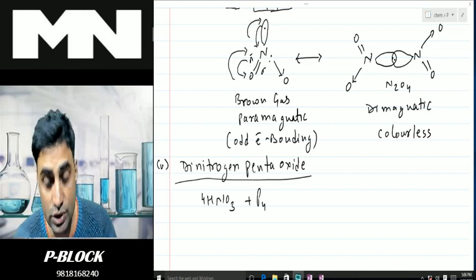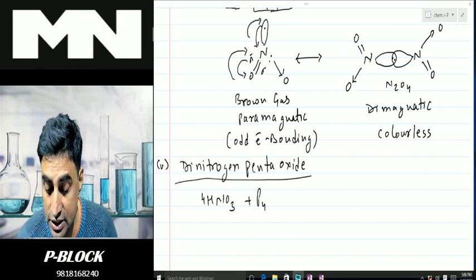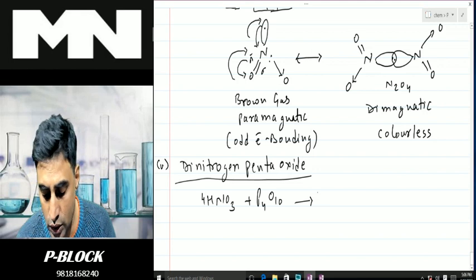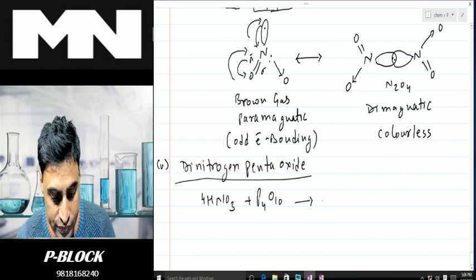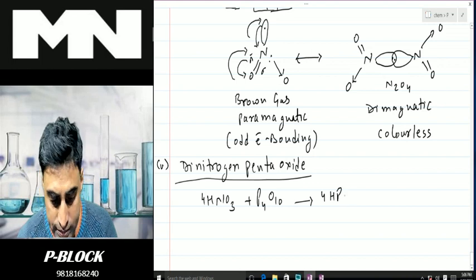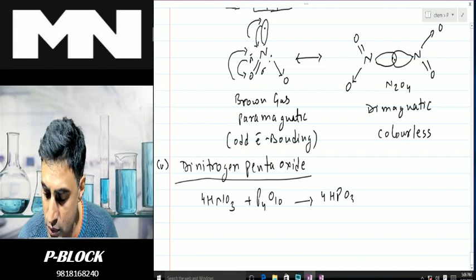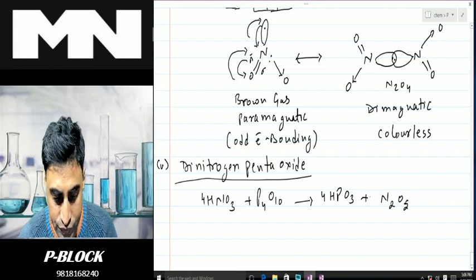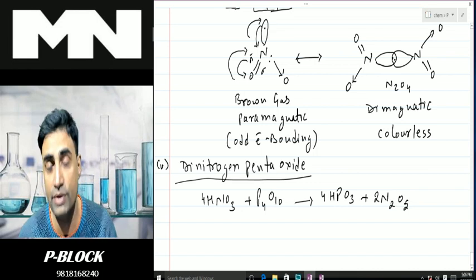So HNO3, which is a good oxidizing agent, can oxidize phosphorus, or if you have an oxide of phosphorus like P4O10, that will also undergo oxidation with the HNO3, and you'll get compounds like 4 moles of HPO3 along with N2O5. You'll get 2 moles of N2O5.